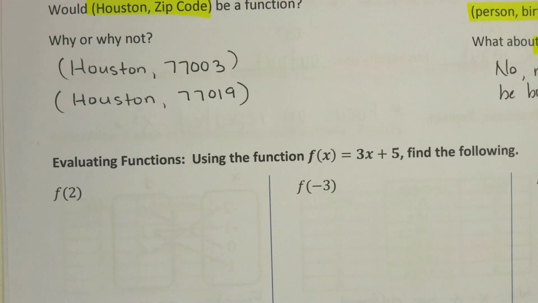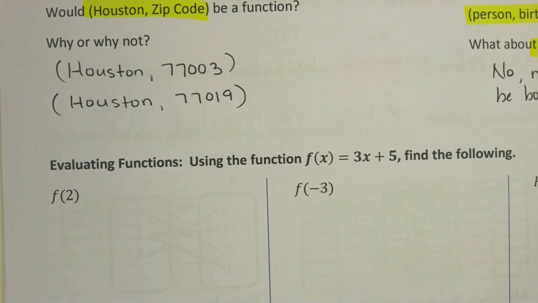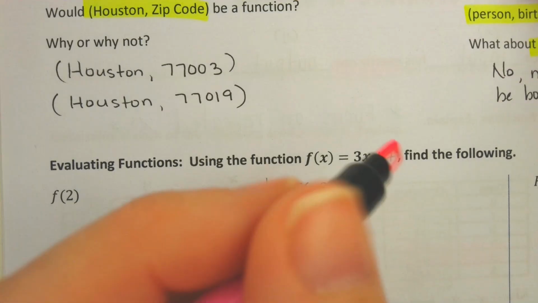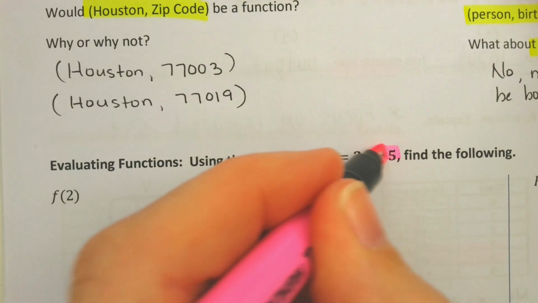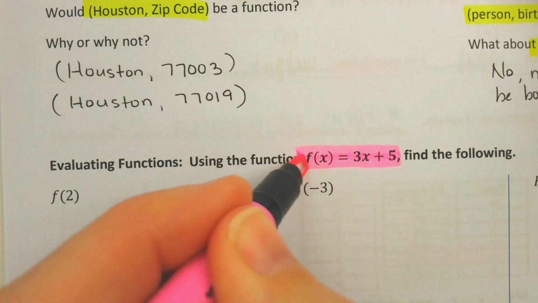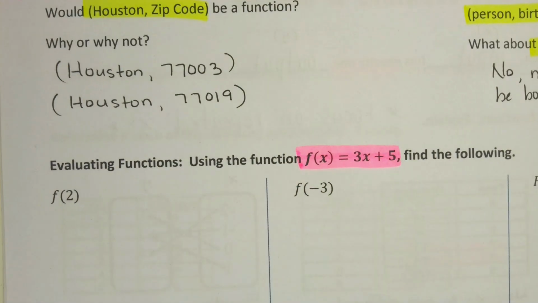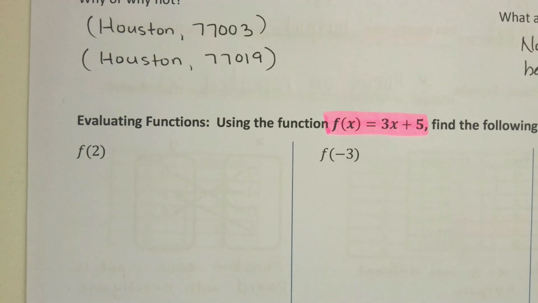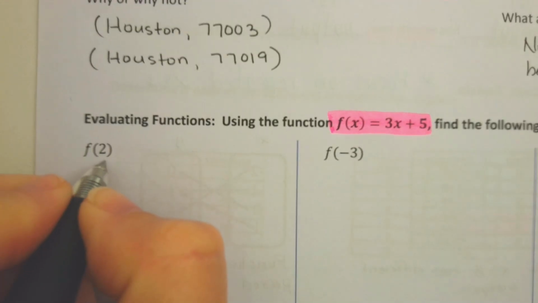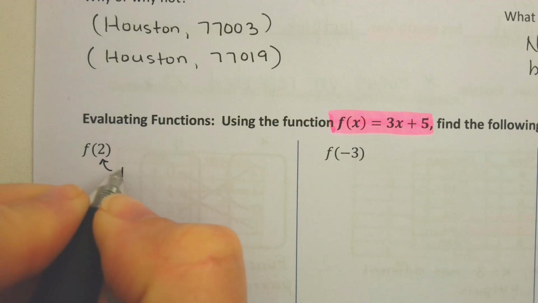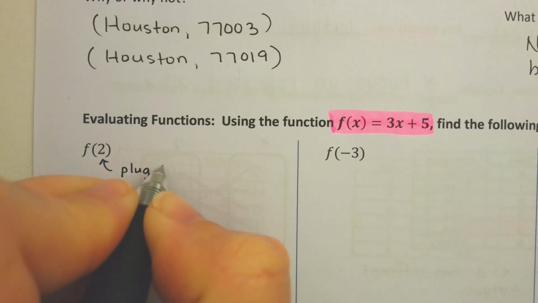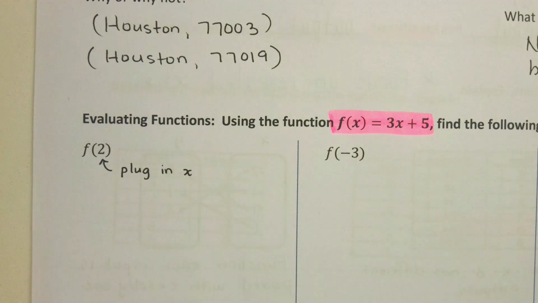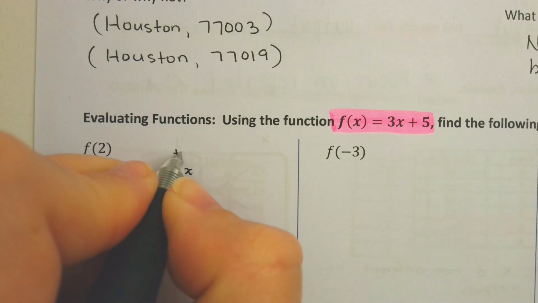Tell me the answer. So we're given a function on this first one. It says using the function f of x equals 3x plus 5. In case you didn't remember from Algebra 1, f of x is how you would read that, f of x. And it just really refers to the y value, the output value. So if we look at the first one, I'm going to do the first one for you. We're given f of 2. What this means is we're going to take this 2 and we're going to plug it in for the input, which is x. Plug it in to x.